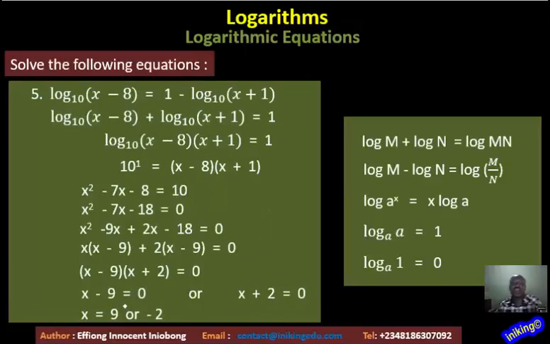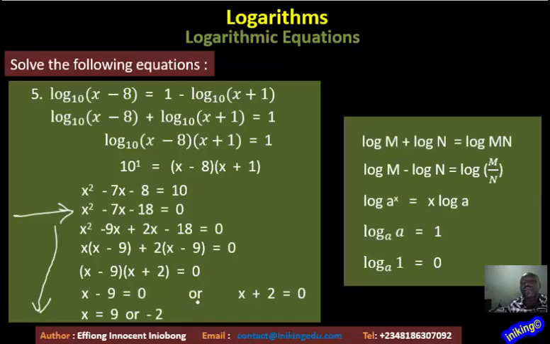Once again, let's look at the flow. So that's where we stopped. The last slide, we had here x squared minus 7x minus 8 equals 10. Transferring this way, we have x squared minus 7x minus 18 equals 0. And then we solve the quadratic equation by factorizing, replacing minus 7x with minus 9x and 2x. And then the rest is history. And we have x equals 9 or minus 2.